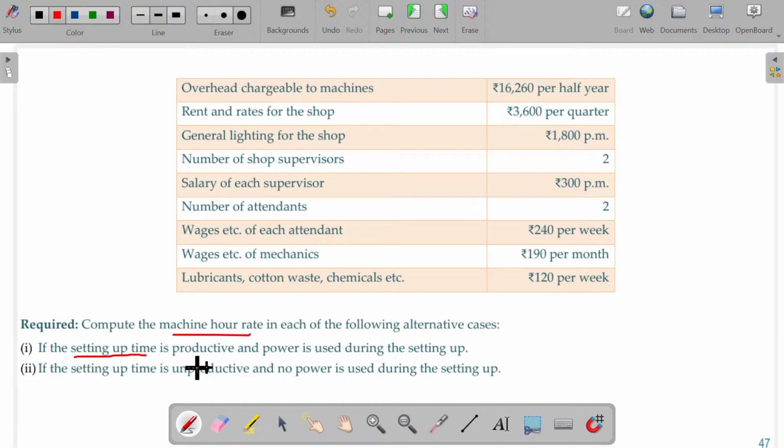Machine setup time is productive and power is used during the setting up. And setting up time is unproductive and no power is used. While setting the machine ready, usually production will not happen. That's how you can assume. We don't have any production.